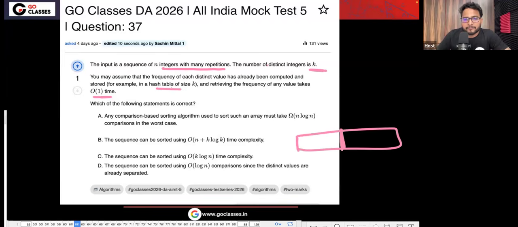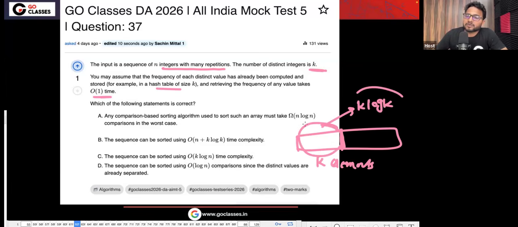And now they are saying you may assume that the frequency of each distinct integer has been computed and stored. Okay, and retrieving is taking order of one time. Now they are asking how much time it will take to sort all of these integers, right? So what you will do, you will take the hash table, you will get each of the elements, and then you will have your k elements, right? K elements here. Now you can sort these k elements in k log k time, right?